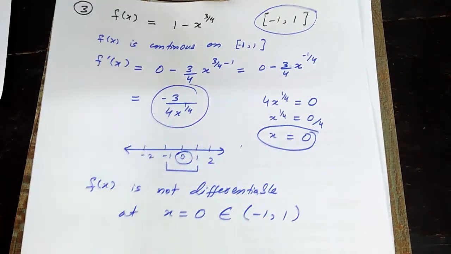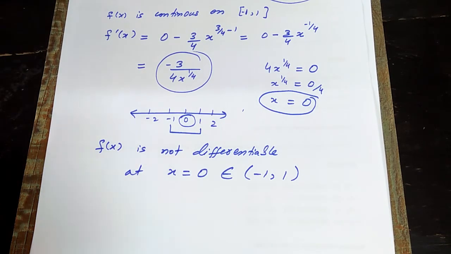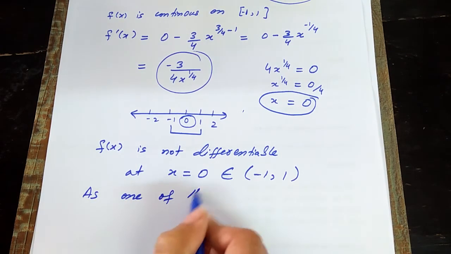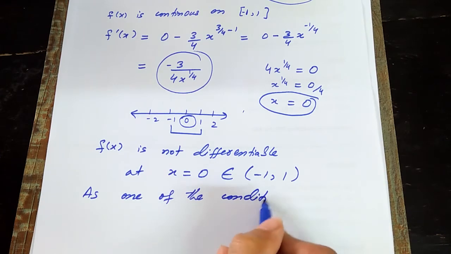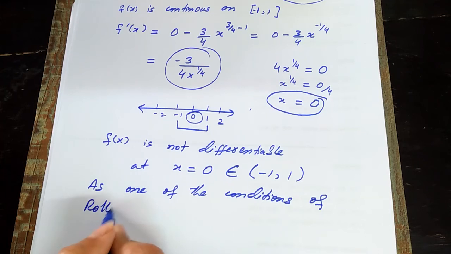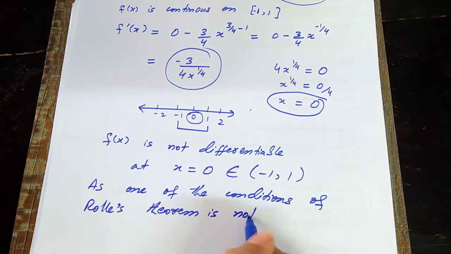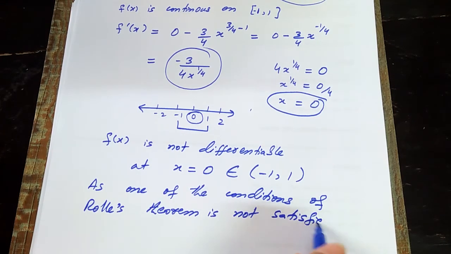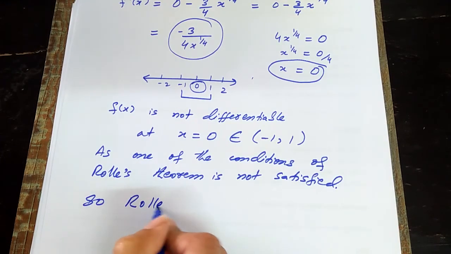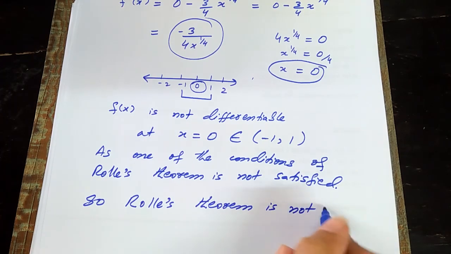So you will stop here and you will say that as one of the conditions of Rolle's theorem is not satisfied, so Rolle's theorem is not valid.